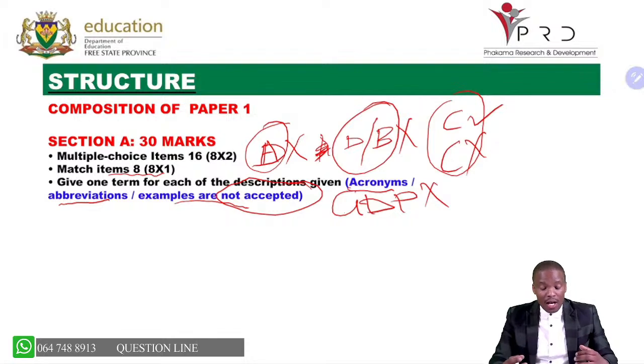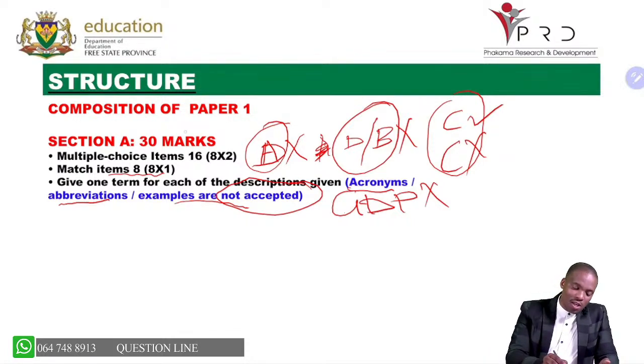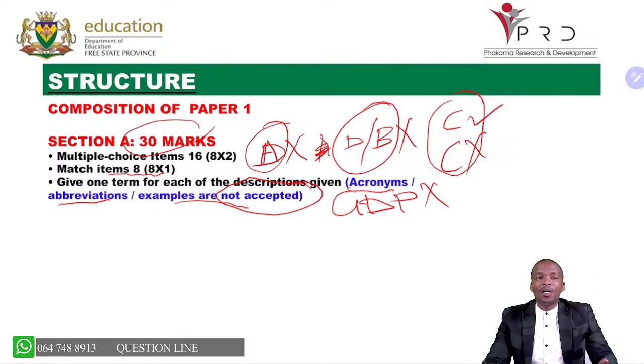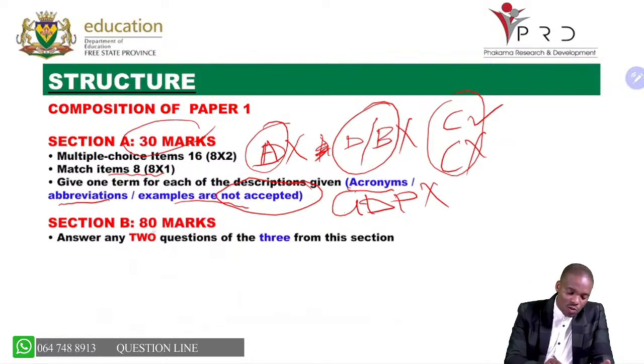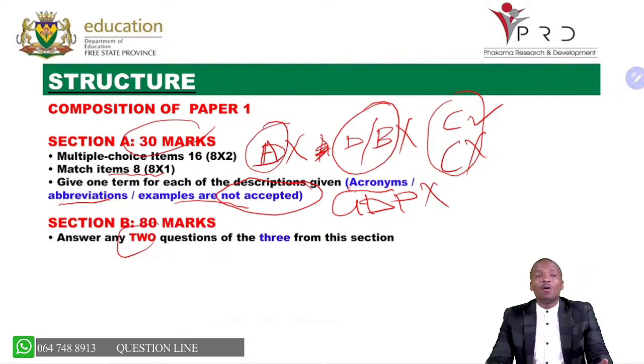So here it's very easy to get it, but very tricky on the other side because we are in a hurry and we don't pay attention to instruction. Then we want you to get 30 out of 30 when you are writing your paper. Section B is out of 80 marks, of which we expect at least you to answer 2 of the 3 questions. Instruction here, grade 12.